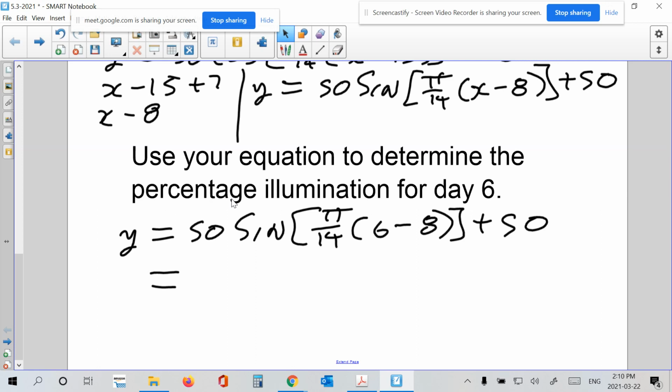So folks, over to you. Get your calculator fingers ready and working. Put the 6 into the function. So it's 50 sine pi over 14 of minus 2, essentially, because 6 minus 8 is minus 2, and then plus 50. Let me hear some responses to that. What would the percent illumination be? Okay, so I'm getting people saying 28.3, and everybody's saying 28.3. So I'm going to put that down. That's approximately equal to 28.3%.